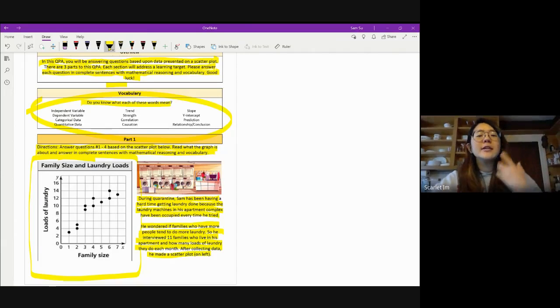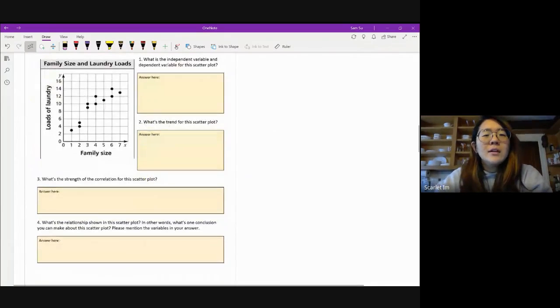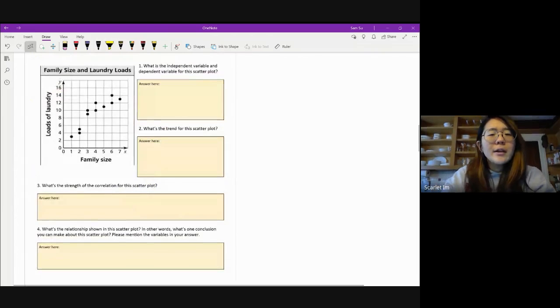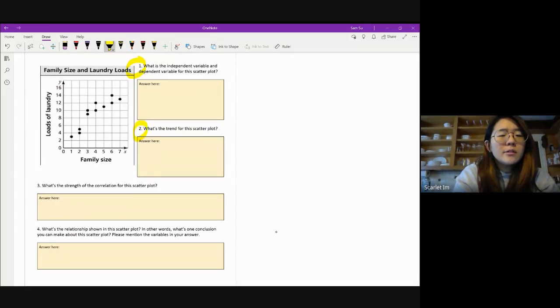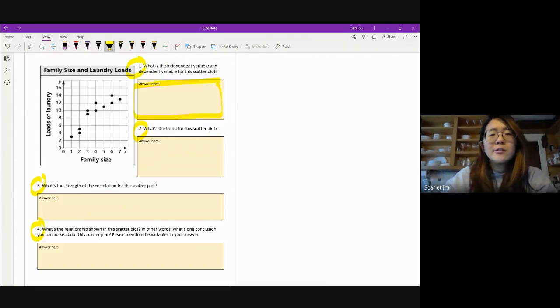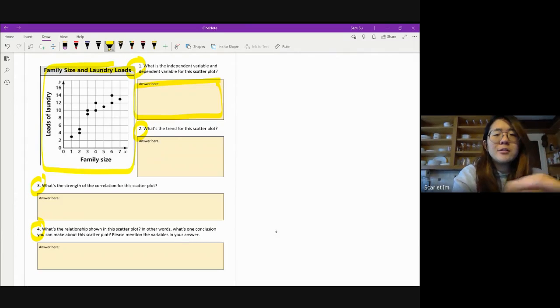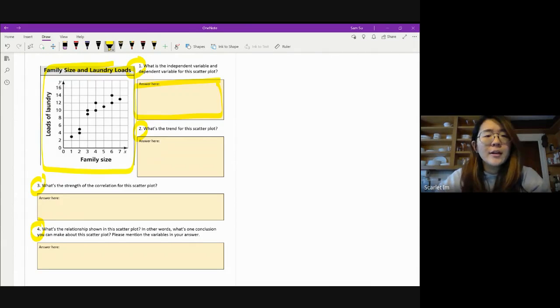Let's turn to page 3. So you want to answer for part 1, answers number 1, 2, 3, and 4. You want to answer inside the yellow box. You can do this on Google Classroom. If you have the paper version, you can just write it out, but it should be fairly straightforward. And I added the scatter plot here so you don't have to look back and forth. So you're answering numbers 1 through 4 based on that scatter plot for part 1.